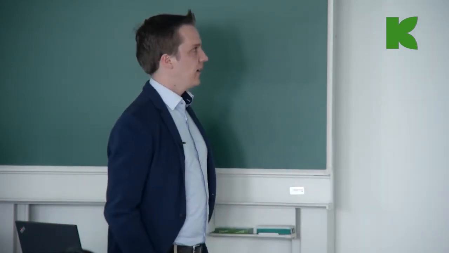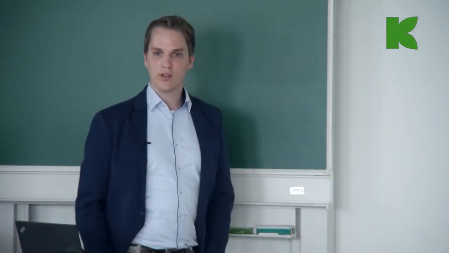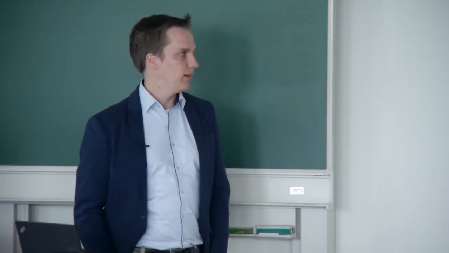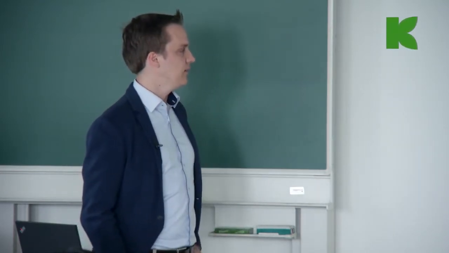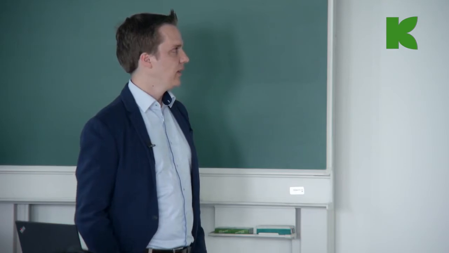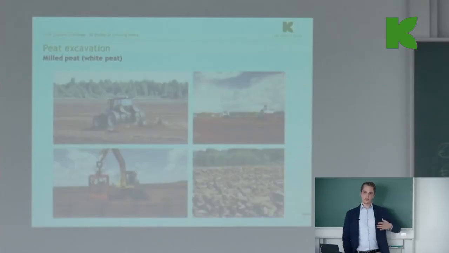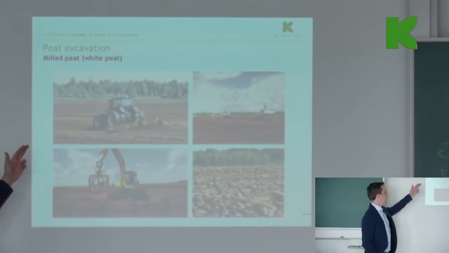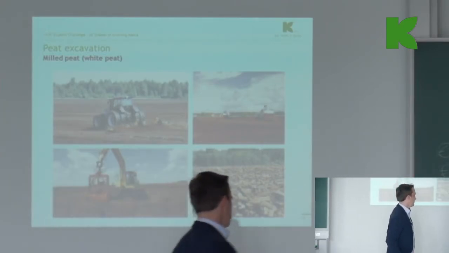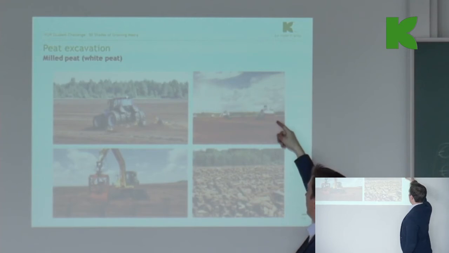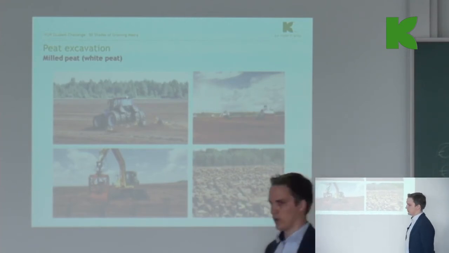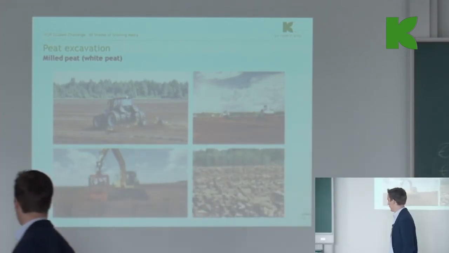How do we excavate it? I could explain to you for one hour how we excavate peat. We have different techniques to harvest it. One technique is surface milling. So we just scratch the surface of the peat bog. This is done here, and then we remove it with very large vacuum cleaners. So this is one way to harvest peat.